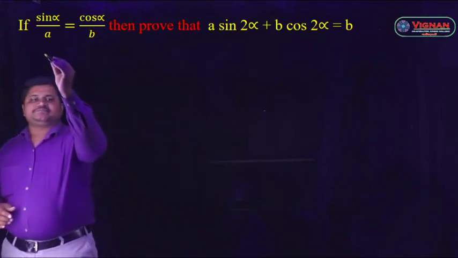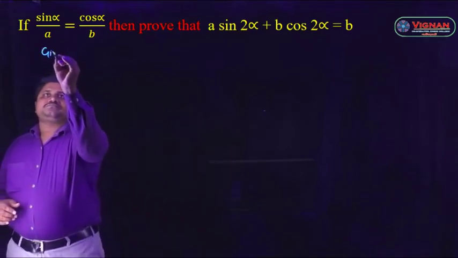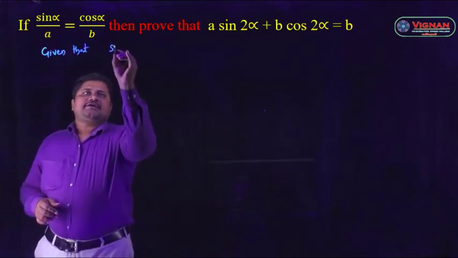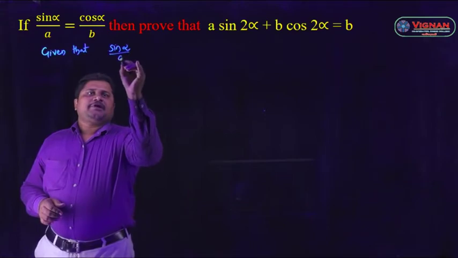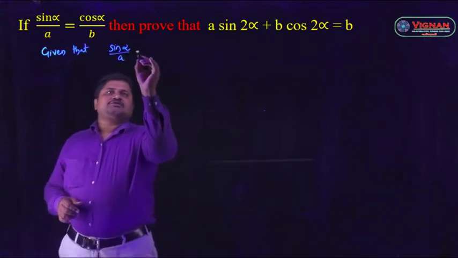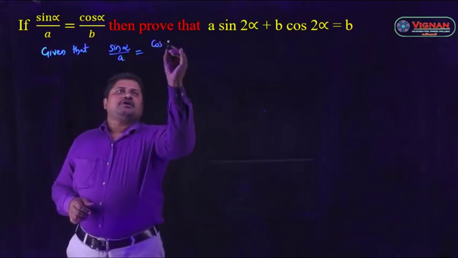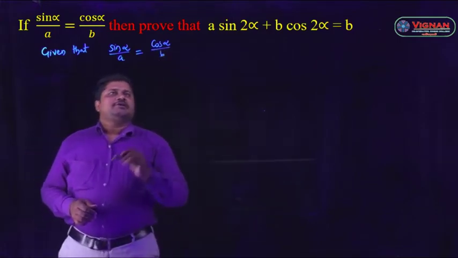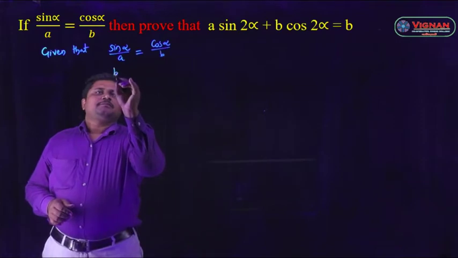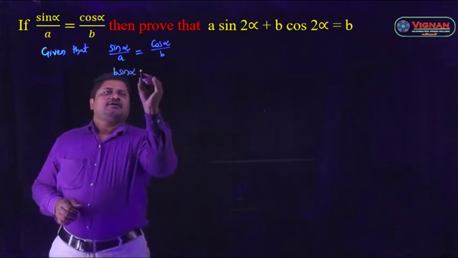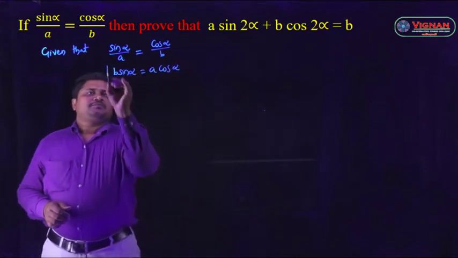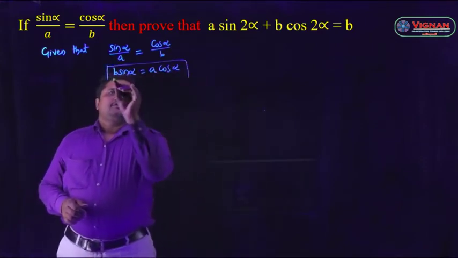Given that sin alpha by A is equal to cos alpha by B, it can be written as B sin alpha is equal to A cos alpha.